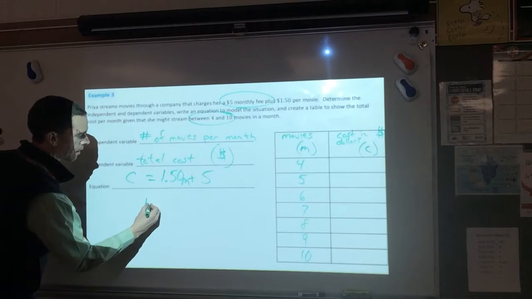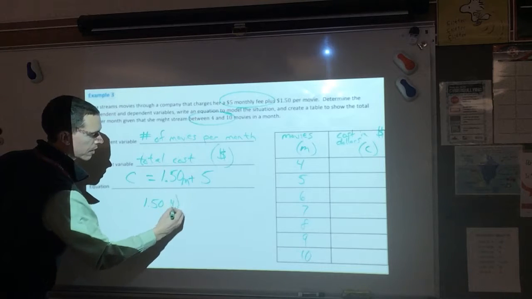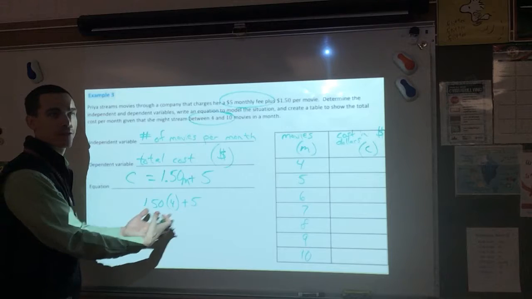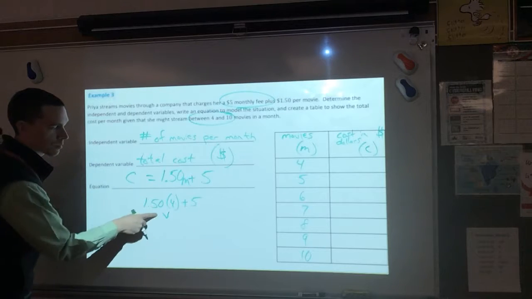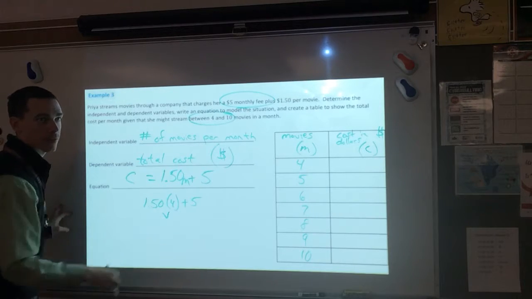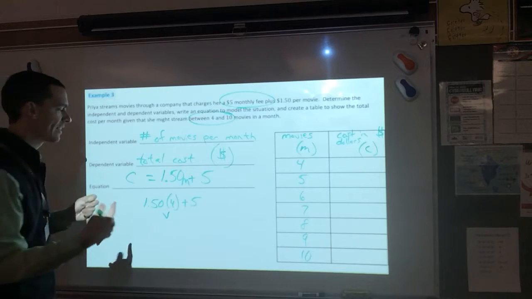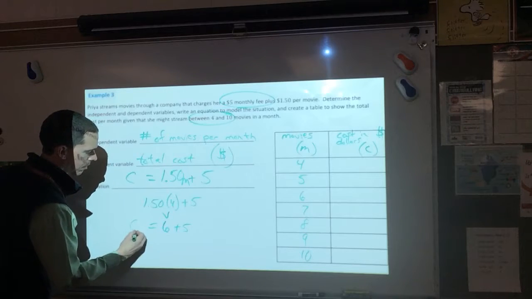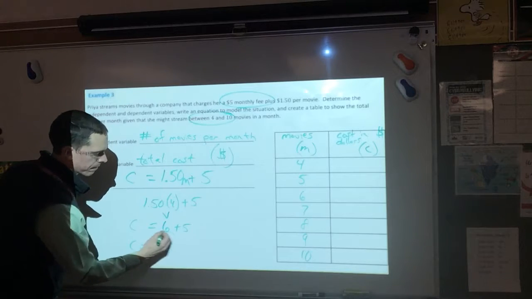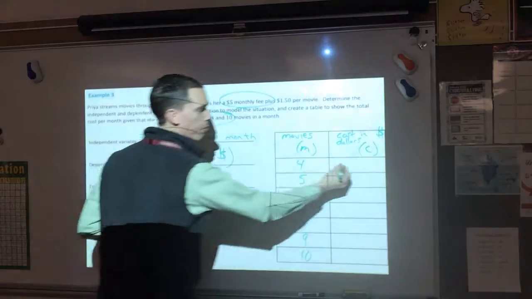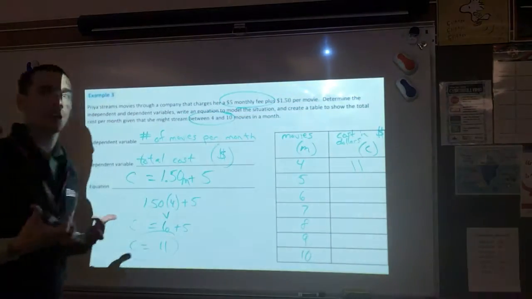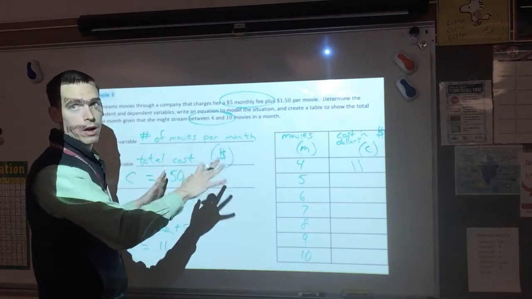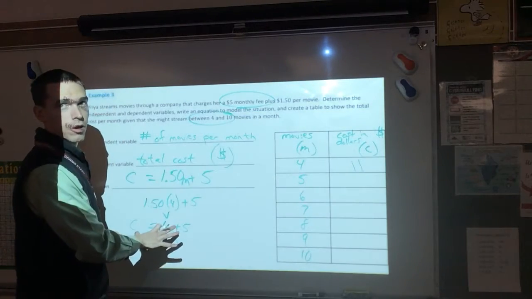So let's start with 4. 1.50 times 4, and just like the order of operations, we're solving this multiplying first before adding. So 4 times $1.50, think about it, $1.50, 3, 4.50, $6. So 6 plus 5 equals, well, the cost is going to equal $11, and that's for the fourth one. So what is the trick here? What are we doing for each movie? There's a $5 fee for the month no matter what. It's already fixed into this equation.